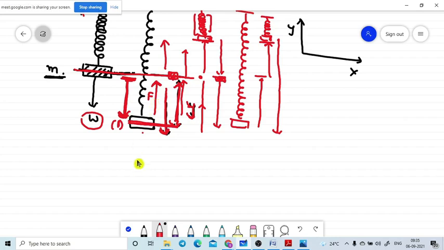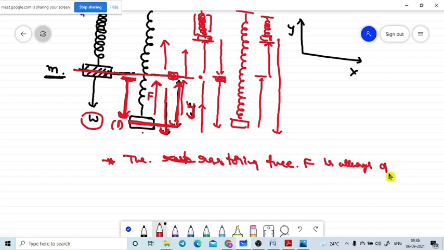So for this purpose, can we observe this? Here we will observe that the restoring force F is always opposite to the displacement of the body.